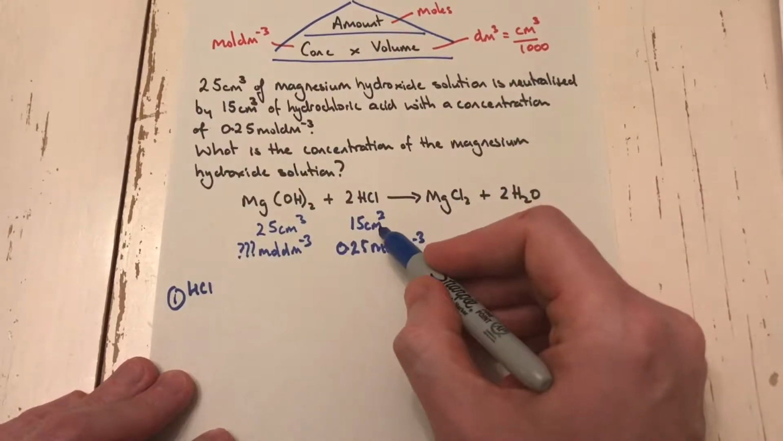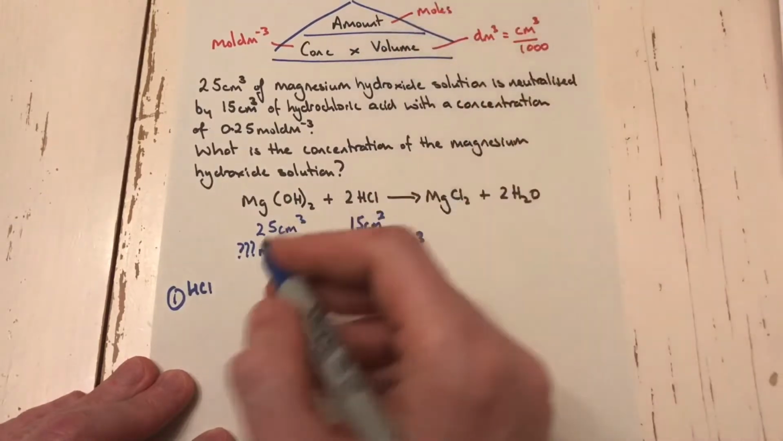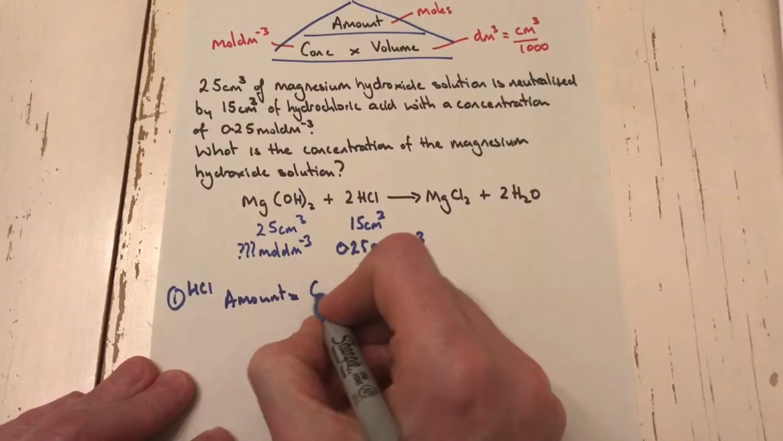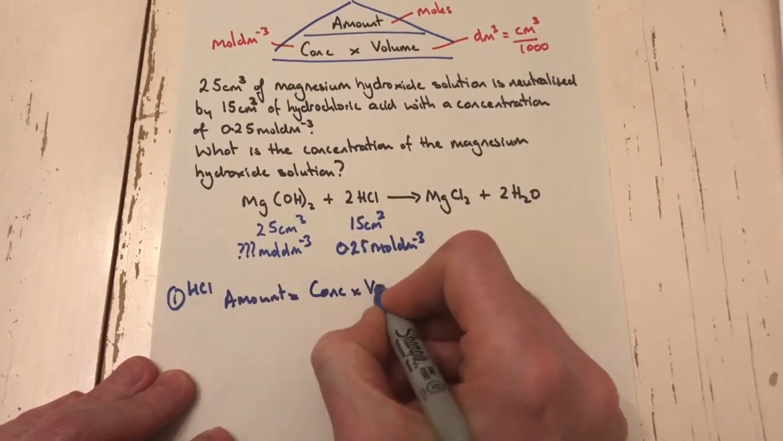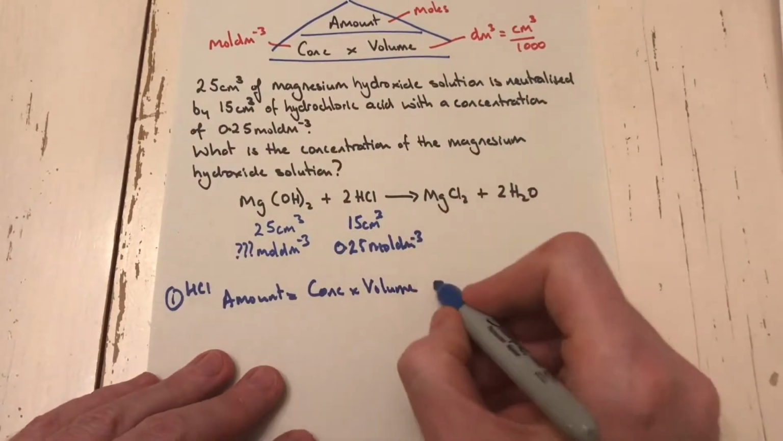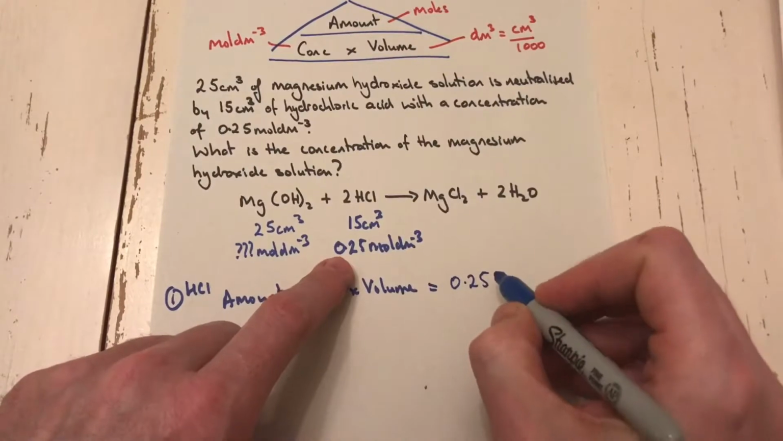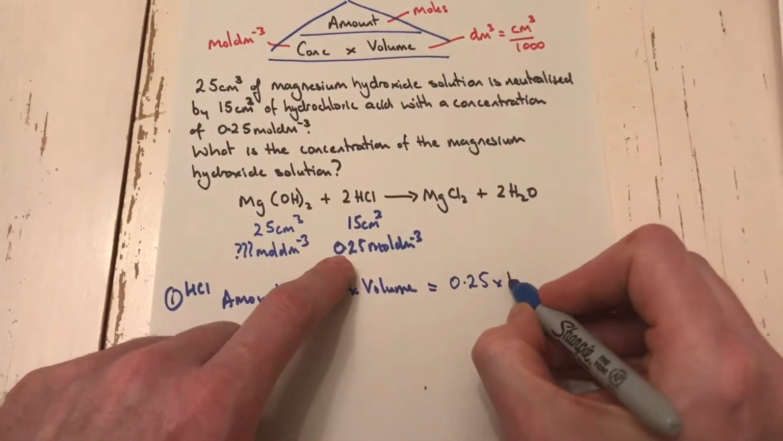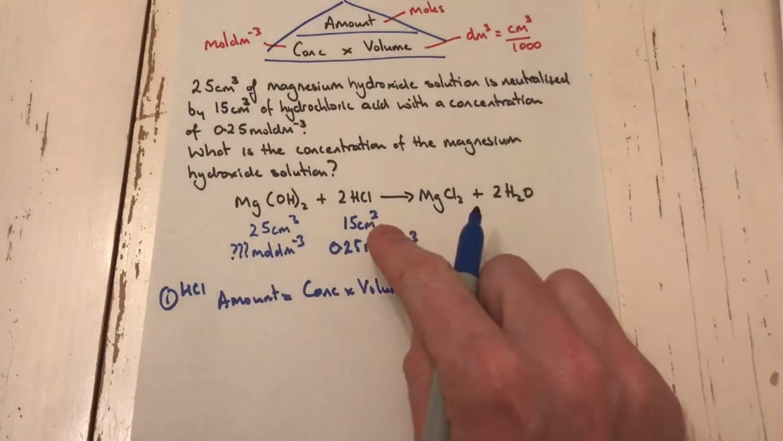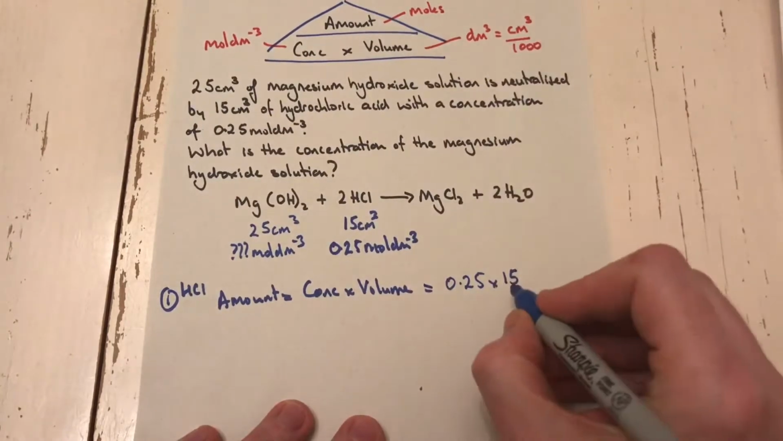Because I'm finding the moles, that's my amount. My amount is concentration times volume. So my first step is to find the amount, and the amount is concentration times volume. Using the information from here, my concentration is 0.25 and my volume is 15 centimeters cubed. Please remember this is centimeters cubed, therefore I've got to divide it by 1,000 to make it a decimeter cubed.